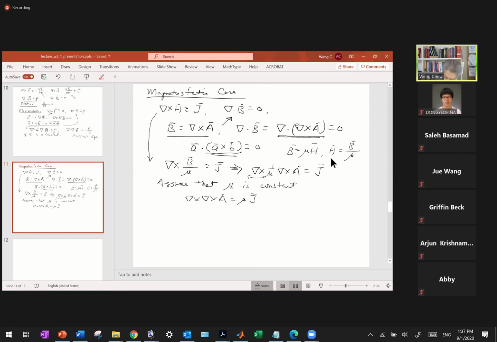It's a little bit more complicated with curl of A compared to Poisson's equation. We have a double curl, and what we can do is make use of the identity that curl of curl of A is equal to the gradient of the divergence of A minus the Laplacian of A. And this identity is actually the same as the BAC-CAB formula.